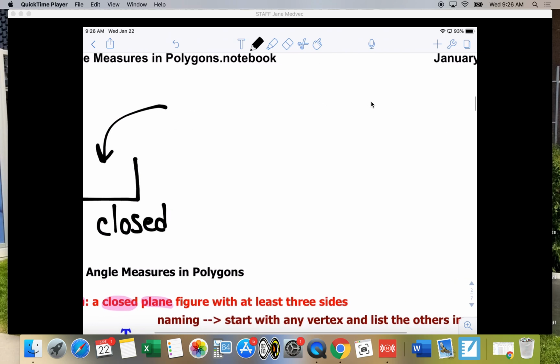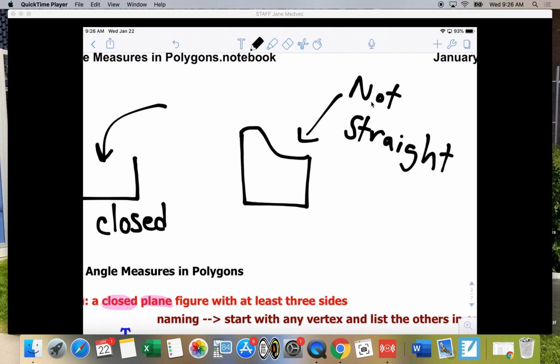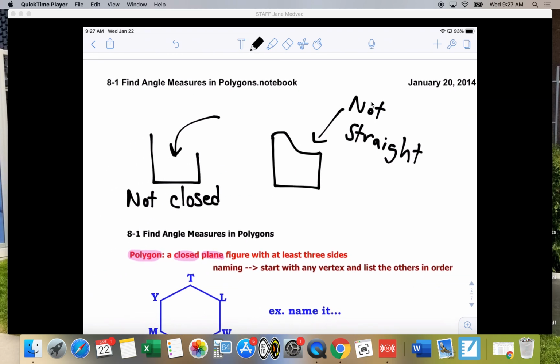It also needs to have all straight sides. So this is not a polygon because it's not straight. It's curvy. Again, I would write this down for your notes. So it has to be a closed plane figure, and it's going to have at least 3 sides, because if it only had 2 sides, do you see how it's open? That doesn't make sense.